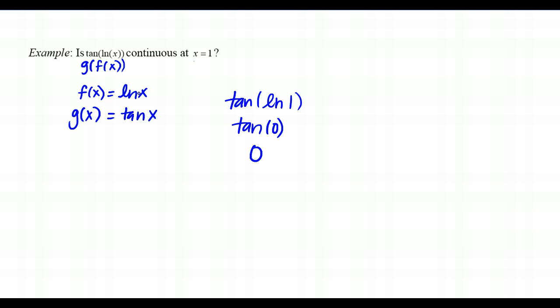So here, natural log is one of the known continuous functions. Tangent is one of the known continuous functions. So is tangent natural log x continuous at x equals 1? Yes, it is. We're using our known continuous functions and the fact that this is a composition of those continuous functions, and the fact that 1 can be substituted into this and still make sense, that tells us that yes, this is continuous at x equals 1.